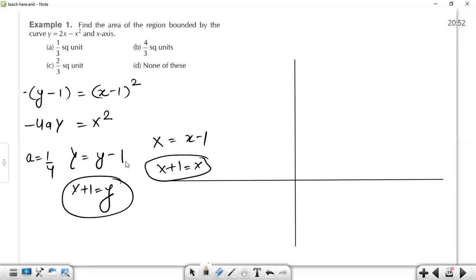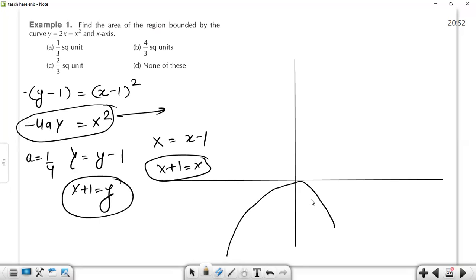So the original parabola, let's draw the parabola of this equation. For all values of x, y was coming out as negative. So the parabola will be drawn like this, facing the negative of y. Is this clear, everyone?